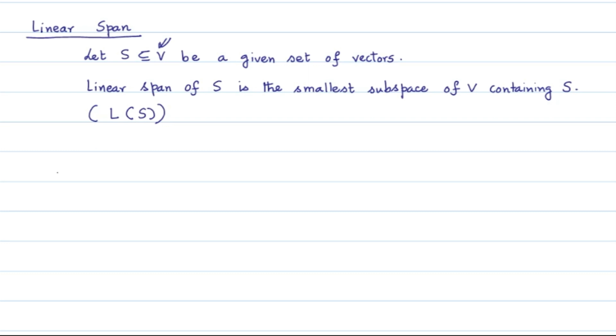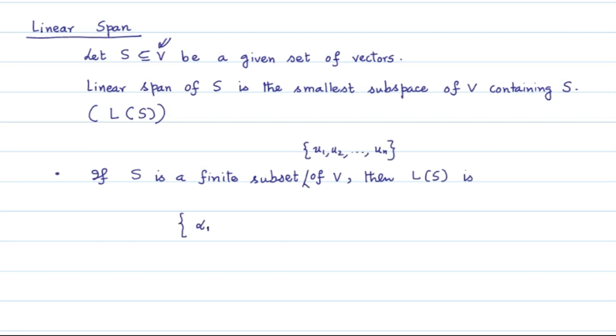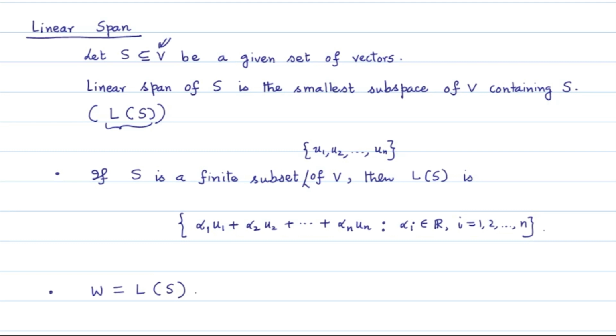It can be shown that if the set S is finite, then the linear span of S is the set of all linear combinations of the elements in S. That is this set. Here we see that this set L(S) is a subspace of the vector space capital V. If we see that a subspace capital W is a linear span of some set capital S, then we say the set S is a generator of the subspace W or of the subspace L(S).